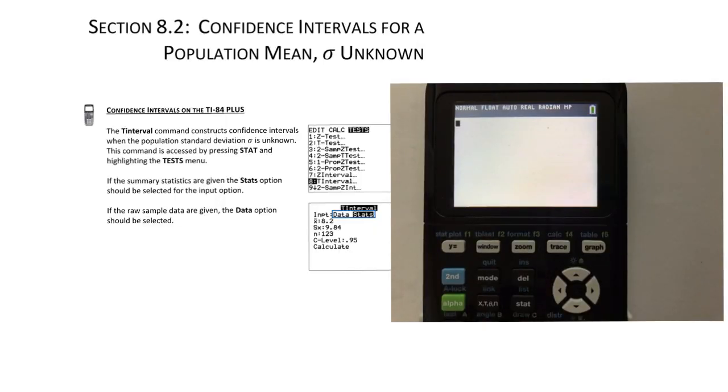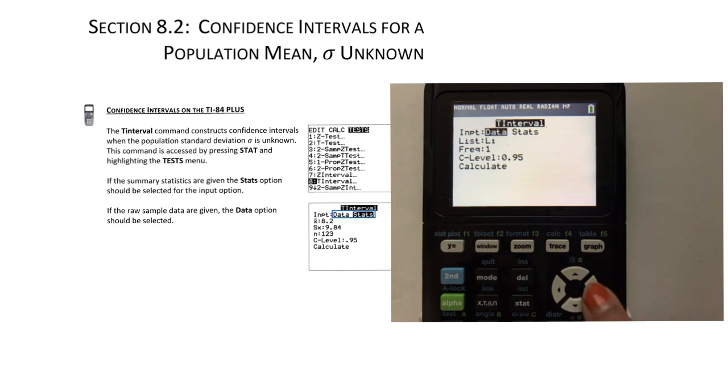Now let's find a confidence interval for a population mean when sigma is unknown using a TI-84 calculator. First press stat, then use the arrow key, select tests, use the arrow key and select option 8, TInterval, or you can just press 8 then press enter. Then highlight stats using the arrow key, press enter, then input the sample mean, sample standard deviation and n.